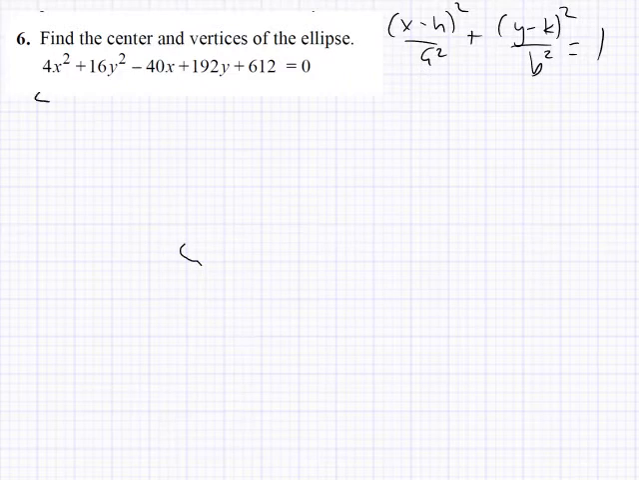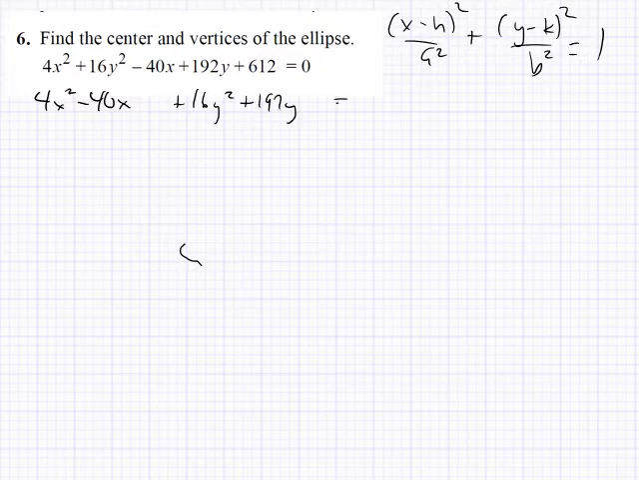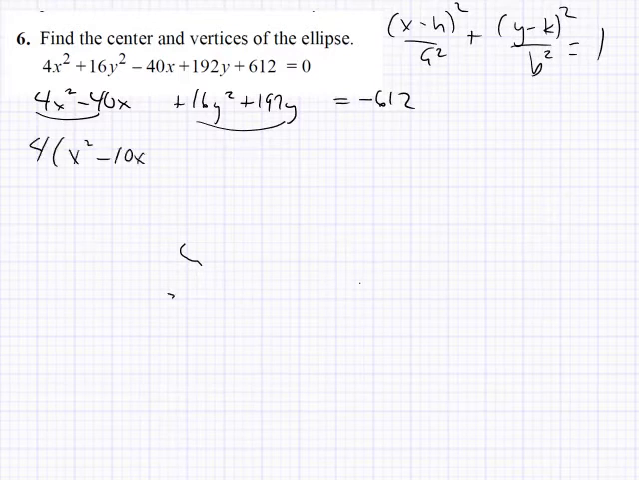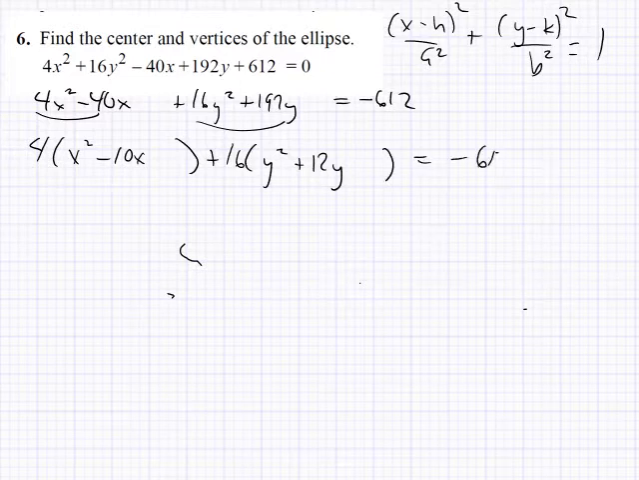So we're going to rewrite this as 4x squared minus 40x plus 16y squared plus 192y equals negative 612, just moving some terms around. I have to factor out a 4 and a 16 out of each one of these. So I'm going to have 4 times (x squared minus 10x). And here I'm going to have 16 factored out, and I get y squared plus 192 divided by 16, which would give me 12y. And here I still have the negative 612.